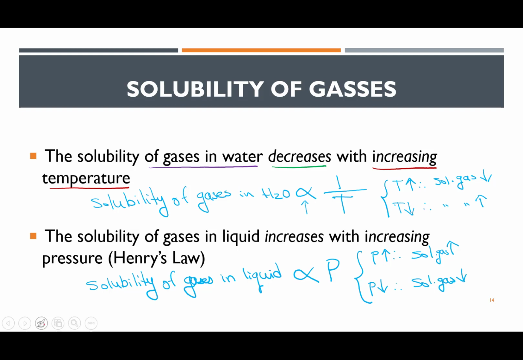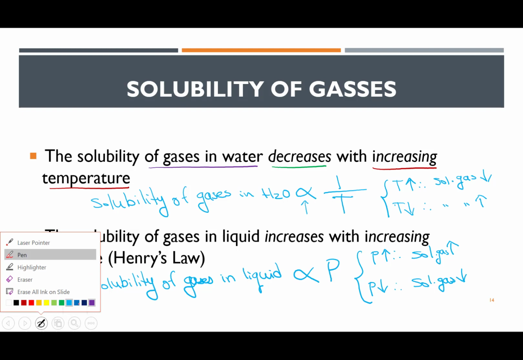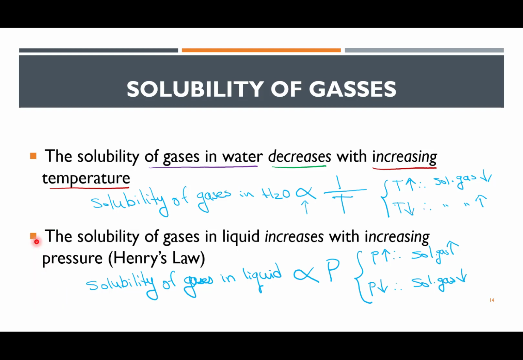When we talk about the solubility of gases in water, it depends on two factors. One is temperature. The solubility of gases in water is indirectly proportional to temperature. That means if you increase the temperature, the solubility of gases decreases, and if you decrease the temperature, the solubility of gases increases. As you could see, they are indirectly proportional. Now let's talk about the solubility of gases in regard to pressure. The solubility of gases is directly proportional to pressure.